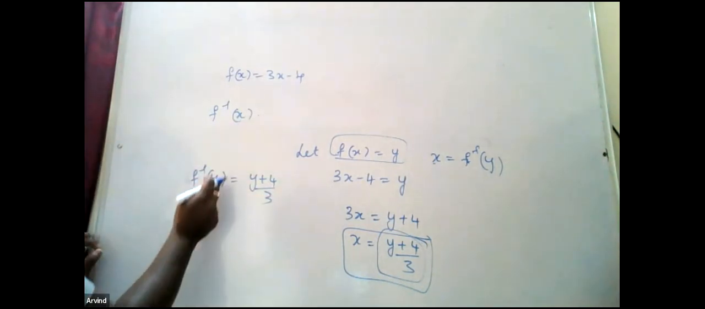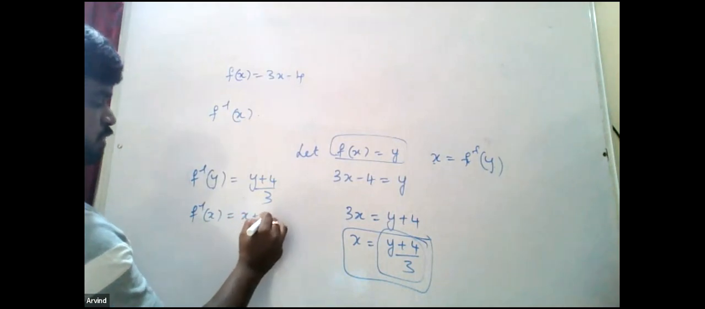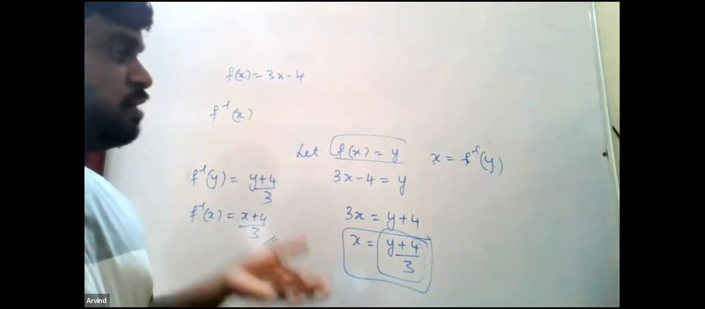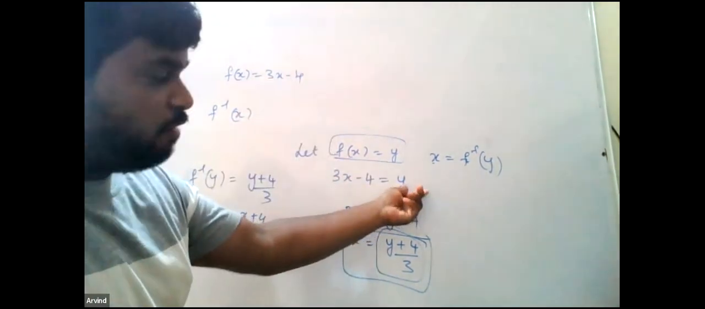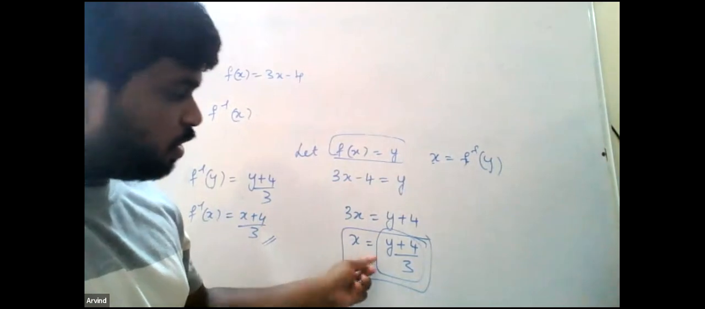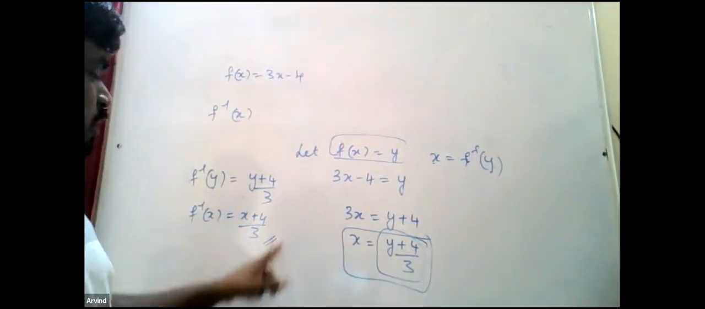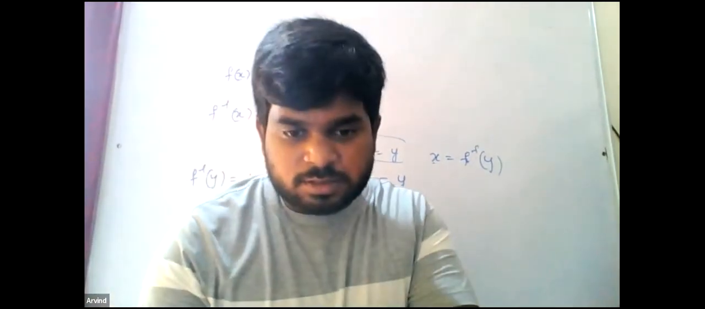What do I want? f inverse of x. Remove y and put x, that's all. Therefore it will be x plus 4 divided by 3. That is the answer. So in simple words, take the given thing equal to y, from that you find x. Okay, you will get this stuff. Then replace y by x, that is your f inverse of x. That is all you have to do. Okay, standard simple rule.